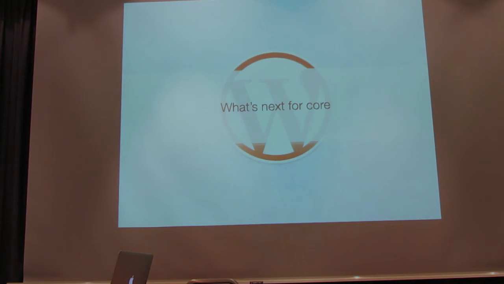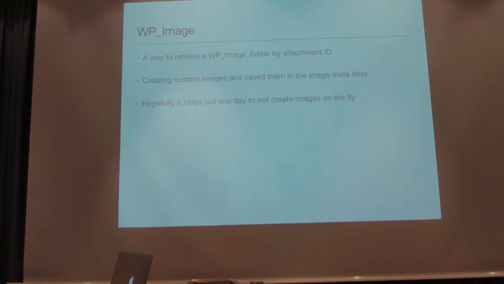So, what's next for core? So we have 3.5, we have done it, and there are my ideas, by the way. But what I would love to see is WP Image, because now with WP Image Editor, you can only use a file. But basically what you want to do most of the time is say, I have this attachment ID and I want to create a custom example for it.